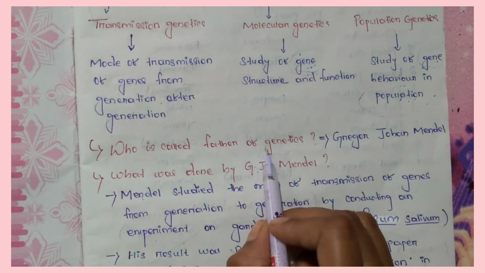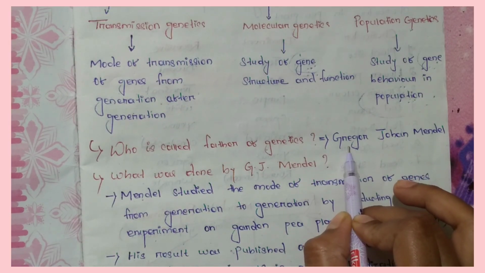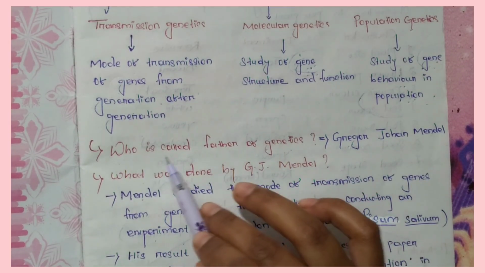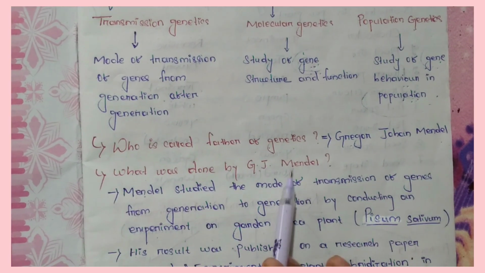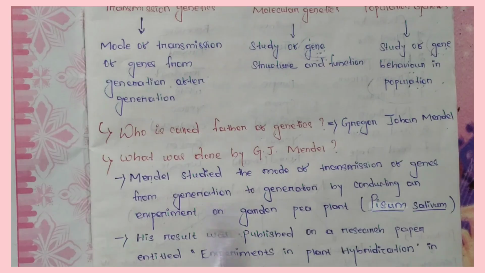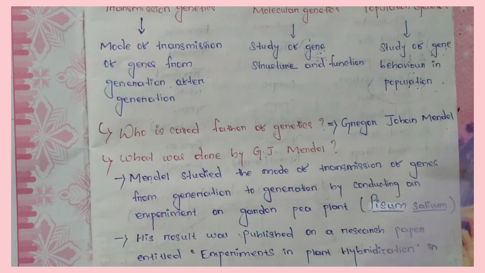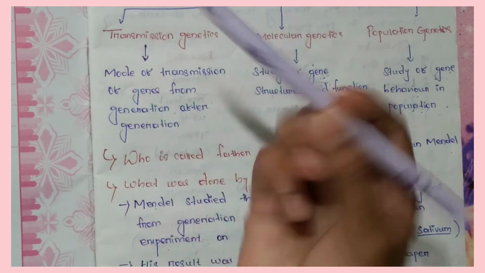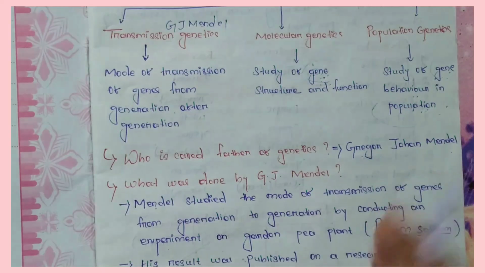Now, who is called the father of genetics? We all know from the 10th standard who created genetics, who is called the father of genetics? Gregor Johann Mendel. What was done by Gregor Johann Mendel? Now study. Mendel studied the mode of transmission of genes. That's why we study transmission genetics. This was taught by Gregor Mendel.